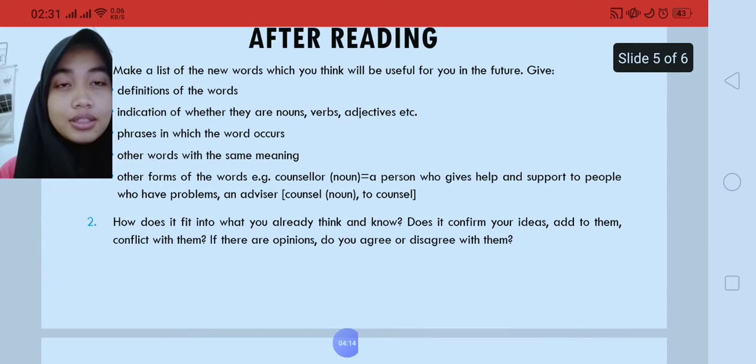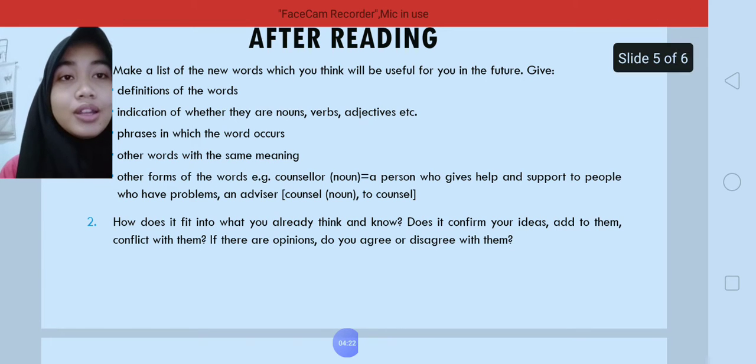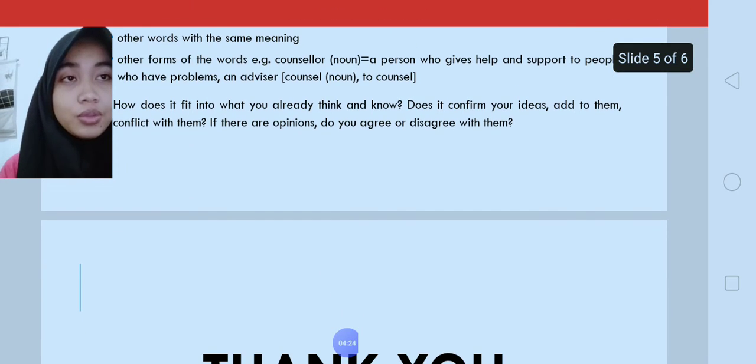Second, how does it fit into what you already think and know? Does it confirm your ideas? Add to them? Conflict with them? If there are opinions, do you agree or disagree with them?